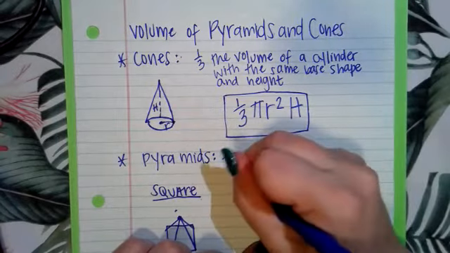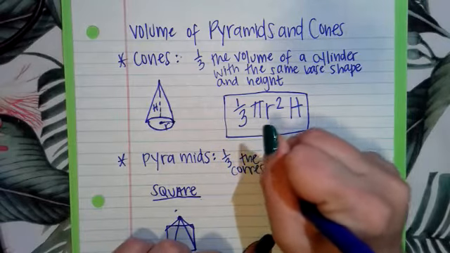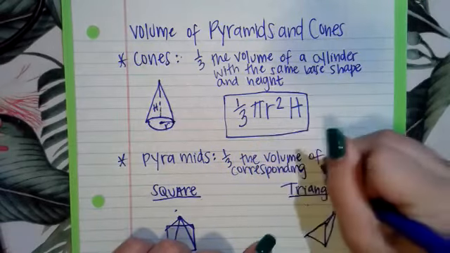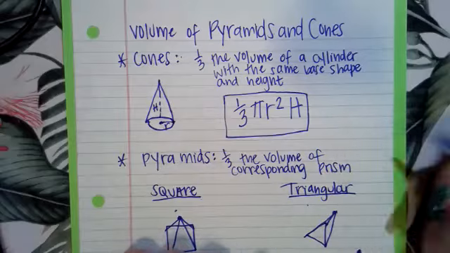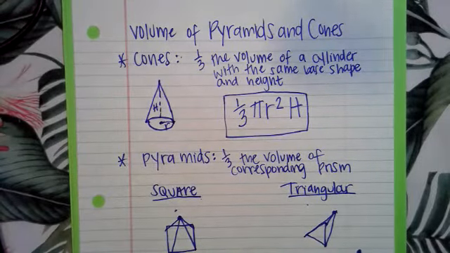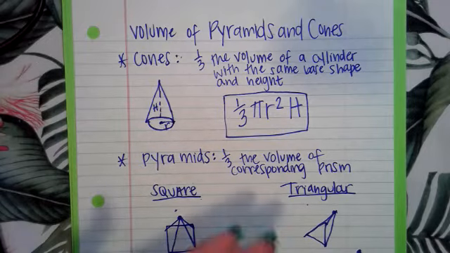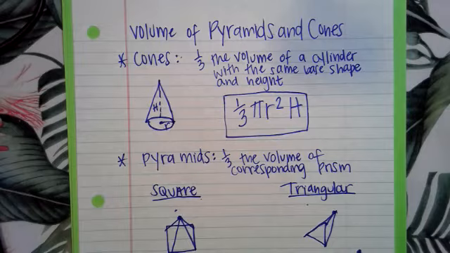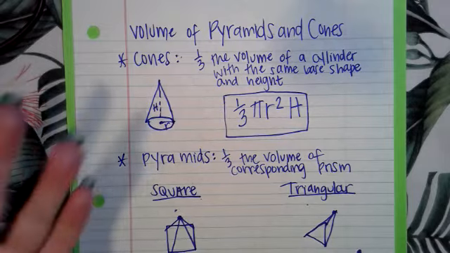Of the corresponding prism. So if you have a prism that has the same base shape, dimensions, and the same height, the pyramid's volume is going to be 1/3 the amount of that particular prism.